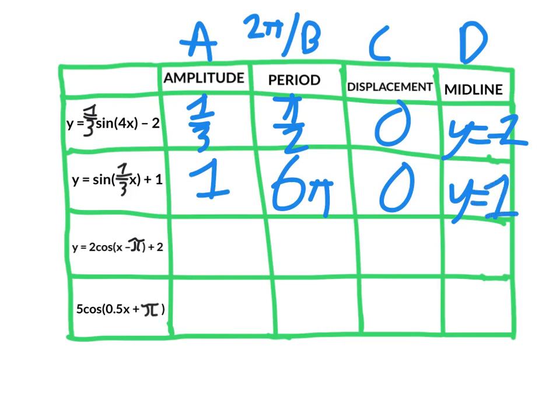For the next one, we have y equals 2 sine of x minus pi plus 2, so the amplitude's 2. It's a regular x, so the period's 2 pi. The displacement, it's negative. The x is being subtracted by pi, so the displacement is pi in the right or positive direction, and then the midline would be y equals 2.